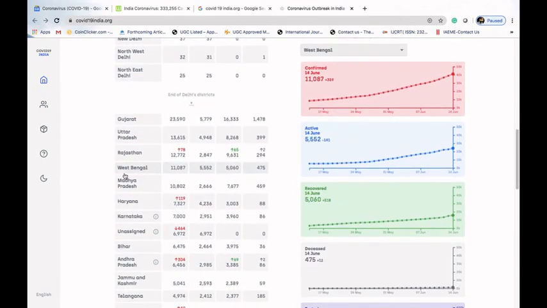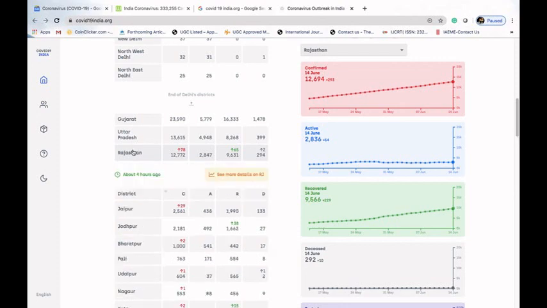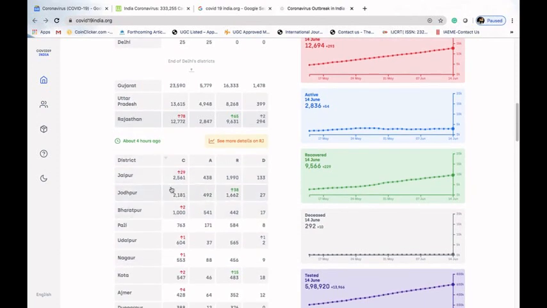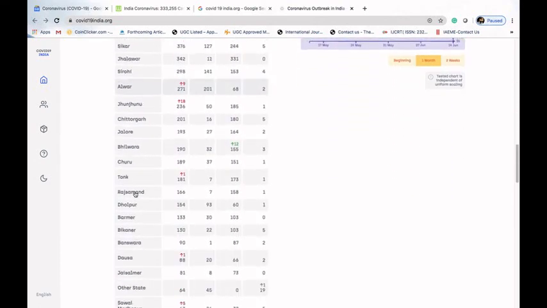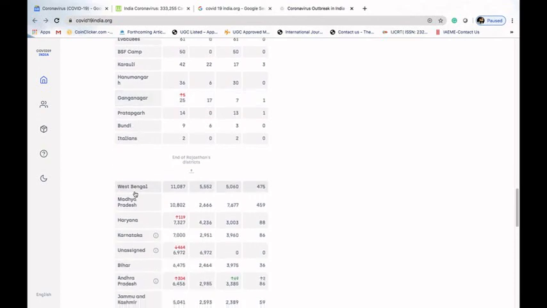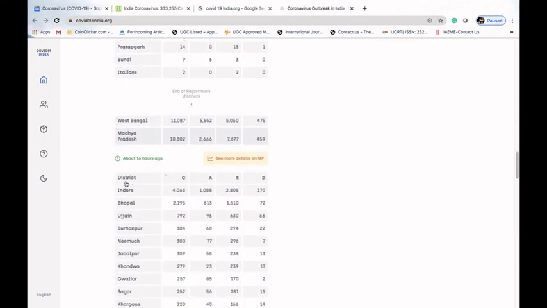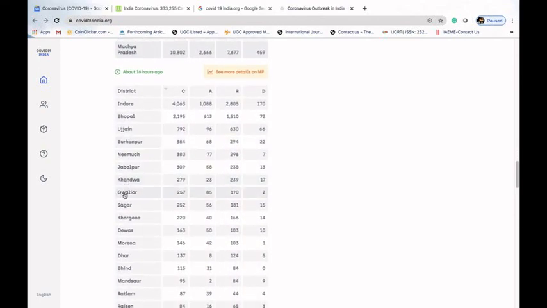About any other state, suppose we click on Rajasthan. In the case of Jaipur, the total number of confirmed cases is 2561, the active cases so far are 438, and the recovered cases are 190. Let's move to some other state. Rajasthan, West Bengal, Madhya Pradesh. Just click on Madhya Pradesh. In the case of Gwalior, 257 cases are confirmed, 85 are active right now, and 170 have recovered.